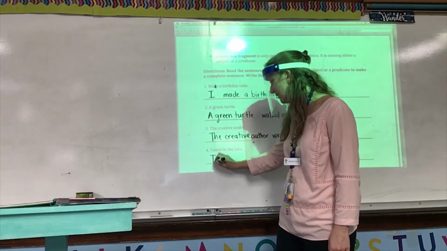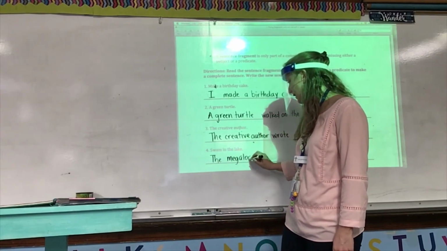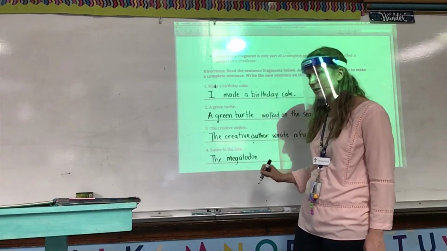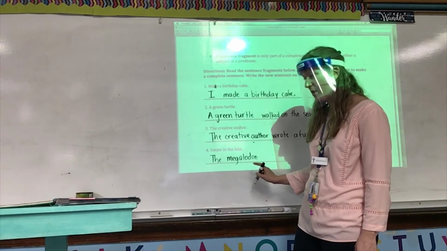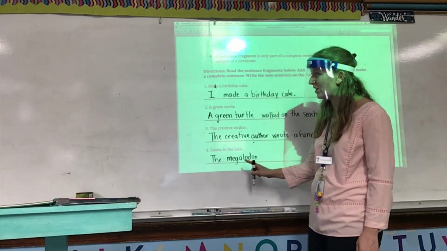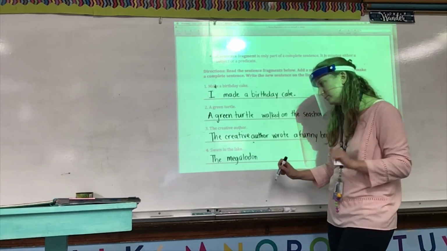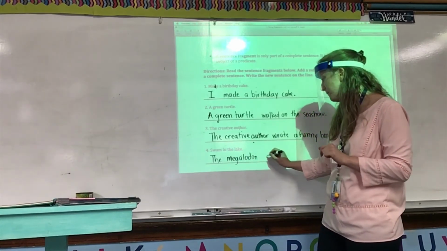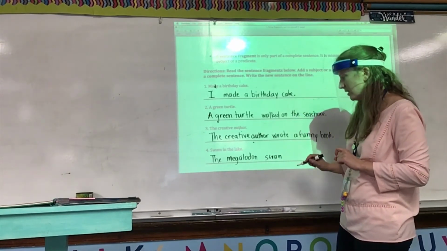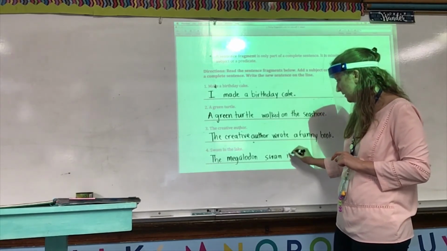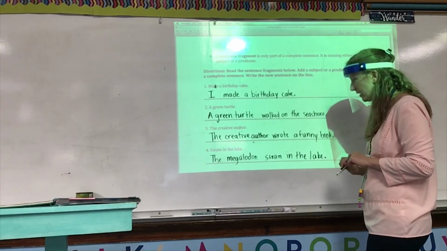Kingston said the Megalodon. I don't know if I'm spelling this right, but I think it's an O, but I'm not sure. The megalodon, which is a giant ancient shark, the megalodon swam in the lake, period.